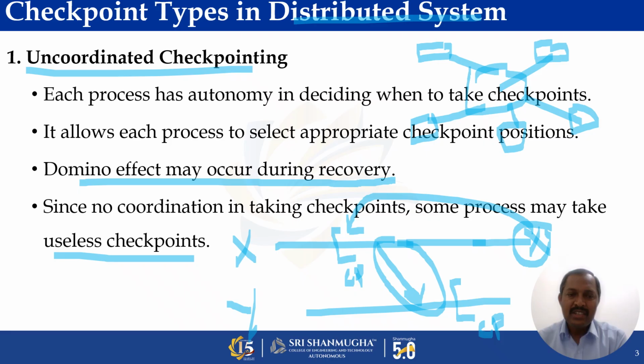Generally, the domino effect means cascading recovery. Because of this orphan message, this process also needs to go back to the previous checkpoint. So one process's recovery may lead to other processes' recovery in a chain. So this is actually called the domino effect.